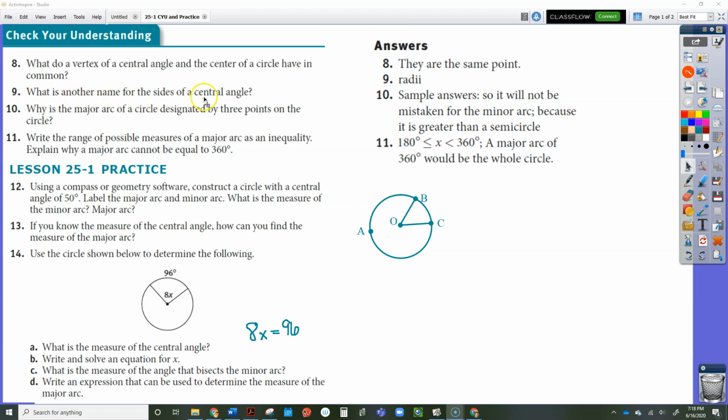What is another name for the sides of a central angle? Those are radii. I think I spelled it wrong a while ago.